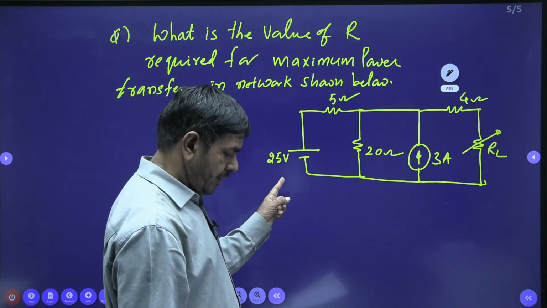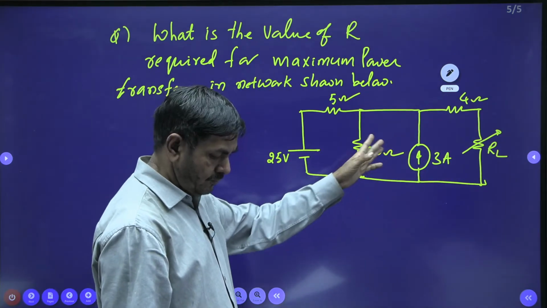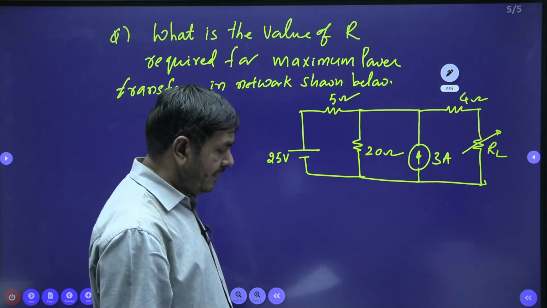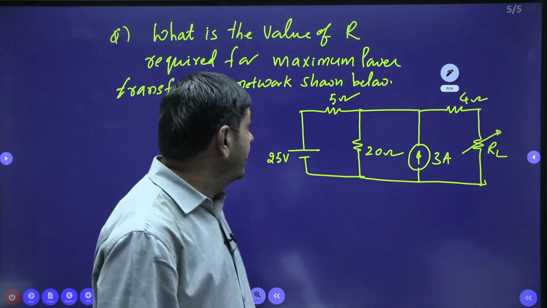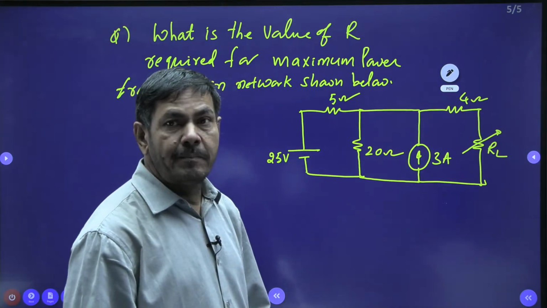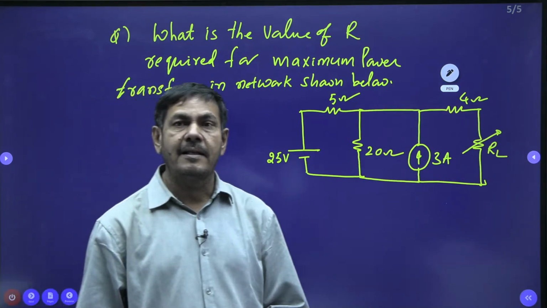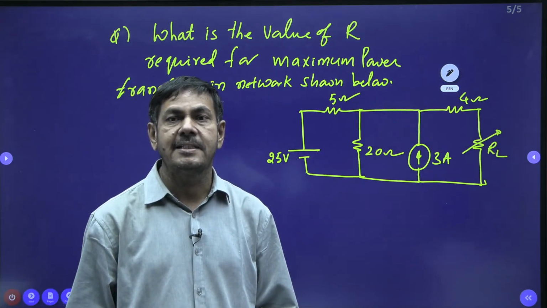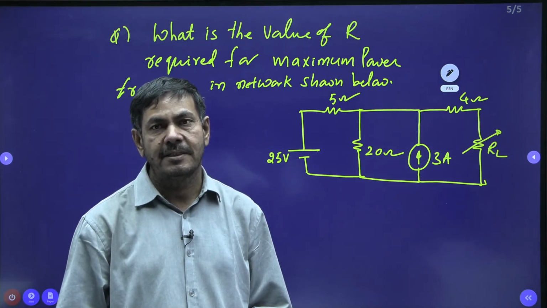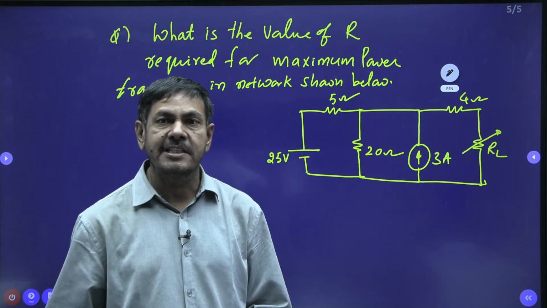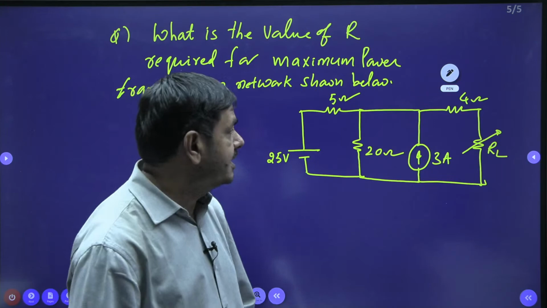I will check the values: 25 volts, 5 ohms and 20 ohms, 3 amperes and 4 ohms, and RL is also given. Anyhow, what is the problem asking? It is asking to calculate the RL value when maximum power is transferred to the load. What way can we find the RL? RL equals RTH. If you get the Thevenin's equivalent circuit, in Thevenin's methodology, you watch how we find out the RTH. Then you can determine RTH easily.